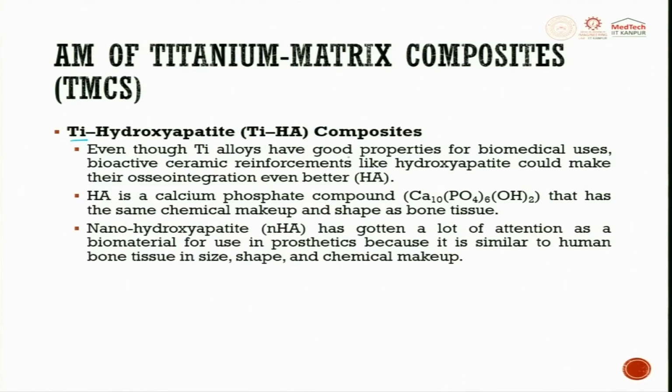Even though Ti alloys have good properties for biomedical use, bioactive ceramic reinforcement like hydroxyapatite could make the osseointegration even better. HA, hydroxyapatite, is a calcium phosphate compound that has the same chemical makeup and shape as bone tissue. So, we are trying to mix these two. Nano hydroxyapatite, nHA, has gotten a lot of attention as a biomaterial for use in prosthetics because it is similar to human bone tissue in size, shape and chemical makeup.